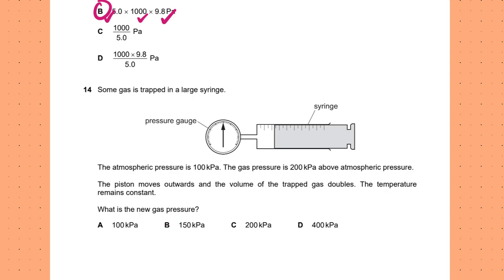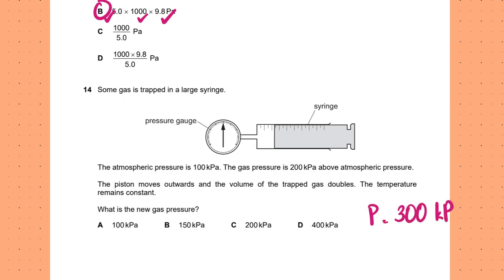Alright, so here you also have the atmospheric pressure and you also have the gas pressure, right? So atmospheric pressure here is 100 kilopascals, which is pressing down on this syringe. And the gas pressure is 200 kilopascals above atmospheric pressure, right? So this means that the actual pressure of the gas is 200 plus the 100 from the atmospheric pressure. So pressure is really 300 kilopascals.